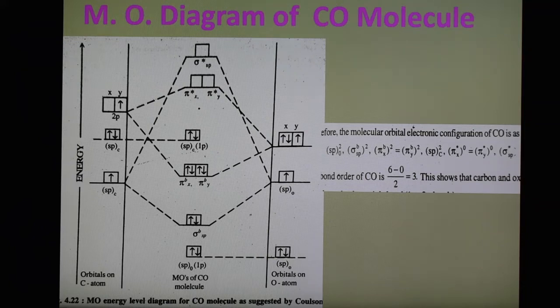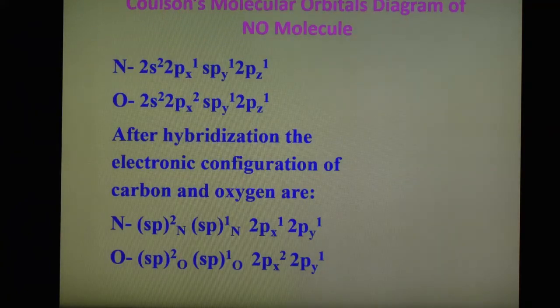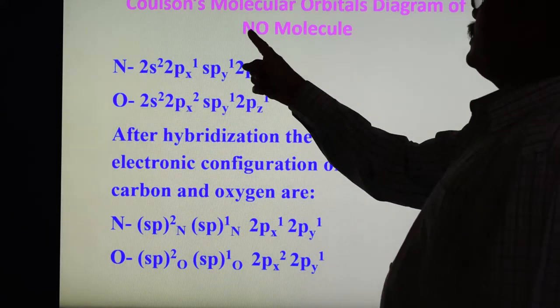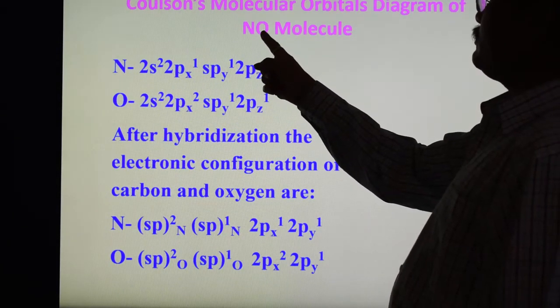Okay, and similarly now we can see the MO diagram for the nitric oxide NO molecule. Next, similarly, Coulson's treatment applies, only in place of carbon, here is nitrogen. So the NO molecule contains two heteroatoms, one is nitrogen and the second is oxygen.